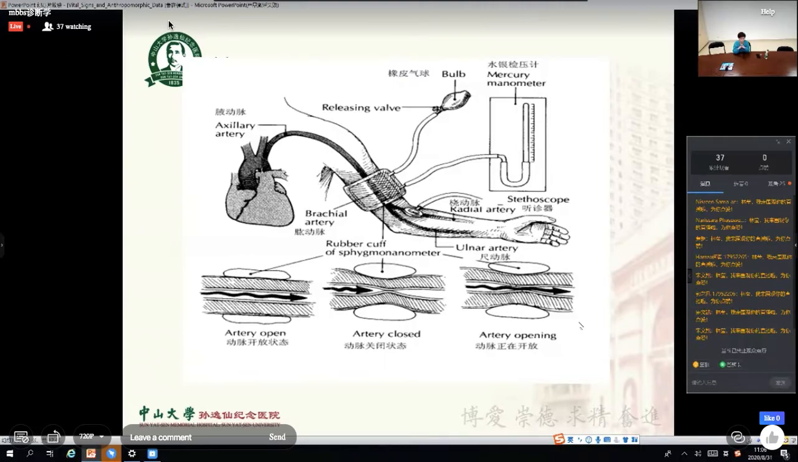And this is the method for measuring the blood pressure that you need to master, and you need to know how to do it, and you need to know the mechanism of how we use this external pressure to measure indirectly the blood pressure of the patient. Okay?